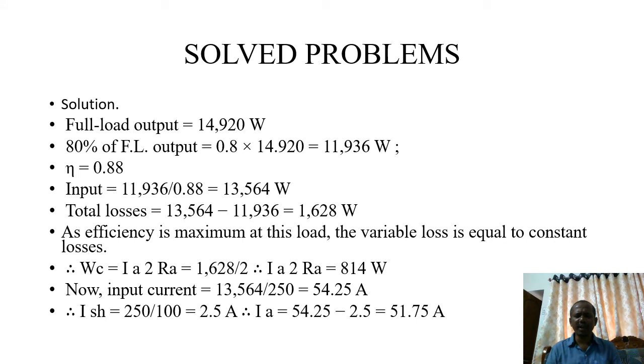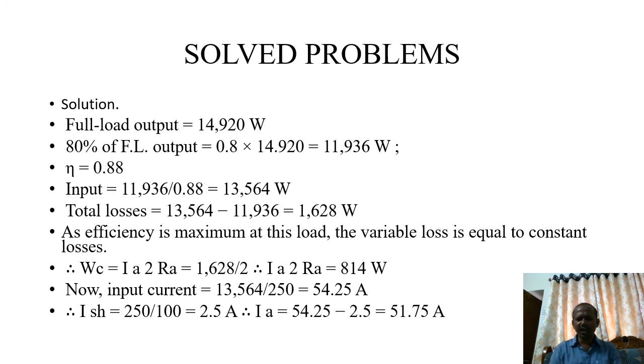As efficiency is maximum at this load, the variable loss is equal to constant losses. Therefore, constant loss is equal to IA square RA. So IA is equal to the given value. So IA square RA, which is equal to 1625 by 2, is equal to 814 watt.